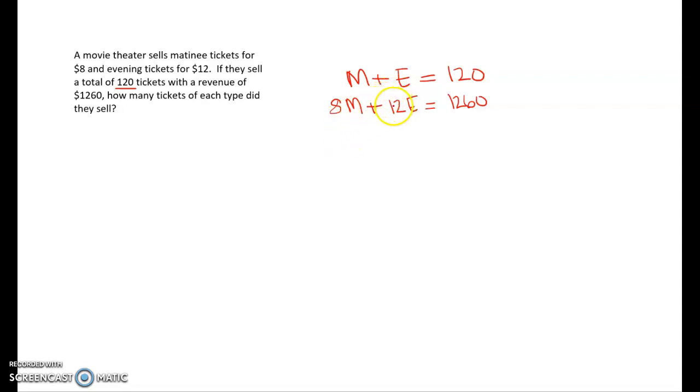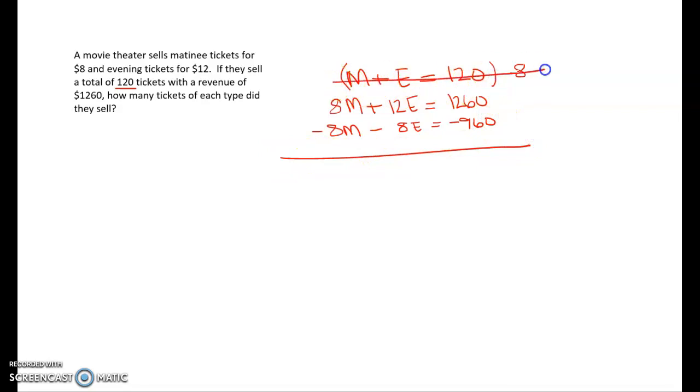Okay, next let's go ahead and solve. We can solve either by elimination or by substitution. In this case, I think I'm going to do elimination. So we'll multiply by -8. We get -8m minus 8e equals -960.